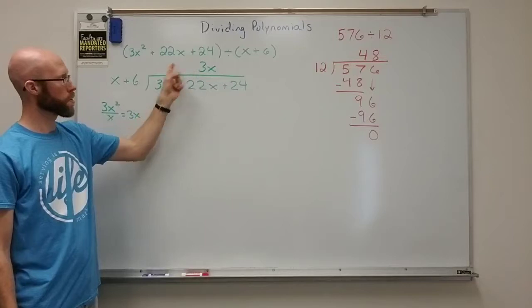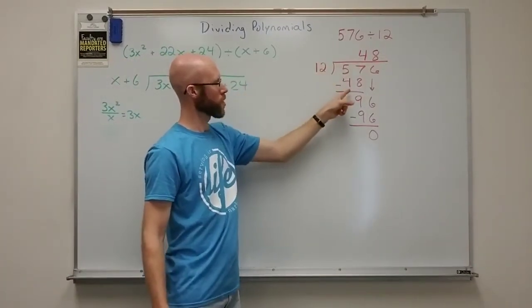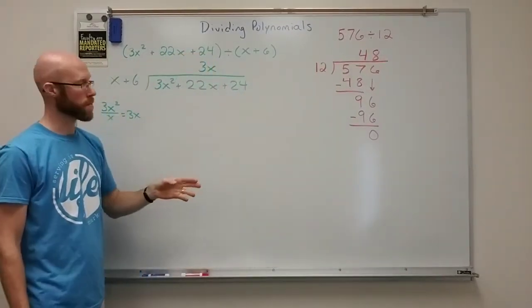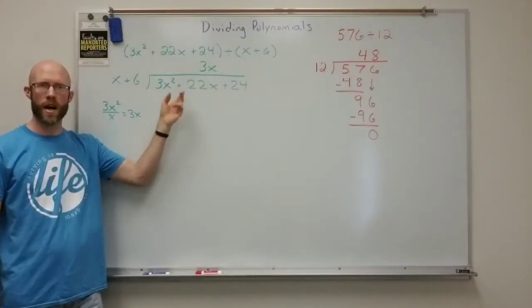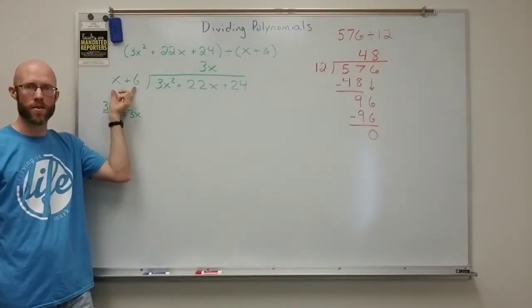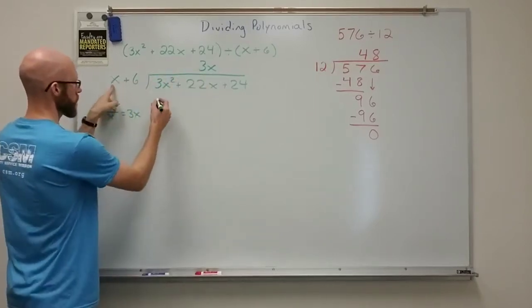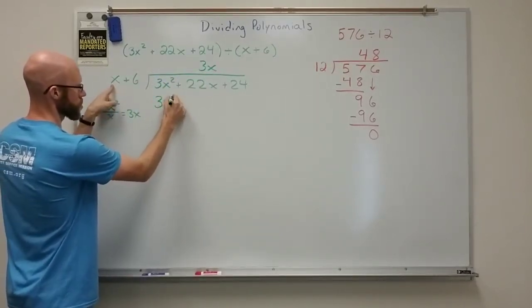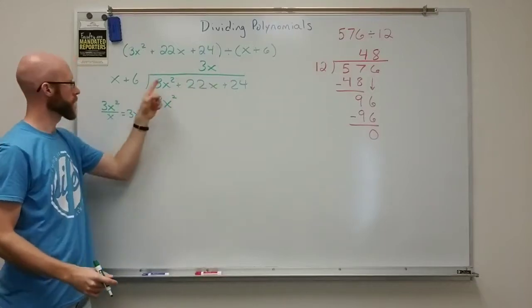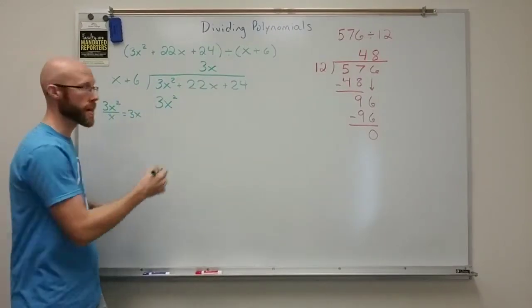Then we multiply down. Just like here, we multiplied 4 times 12 to get 48. We're going to do the same thing here. 3x times the x plus 6. So when we do that, 3x times x gives us 3x squared, and then 3x times 6 gives us 18x.